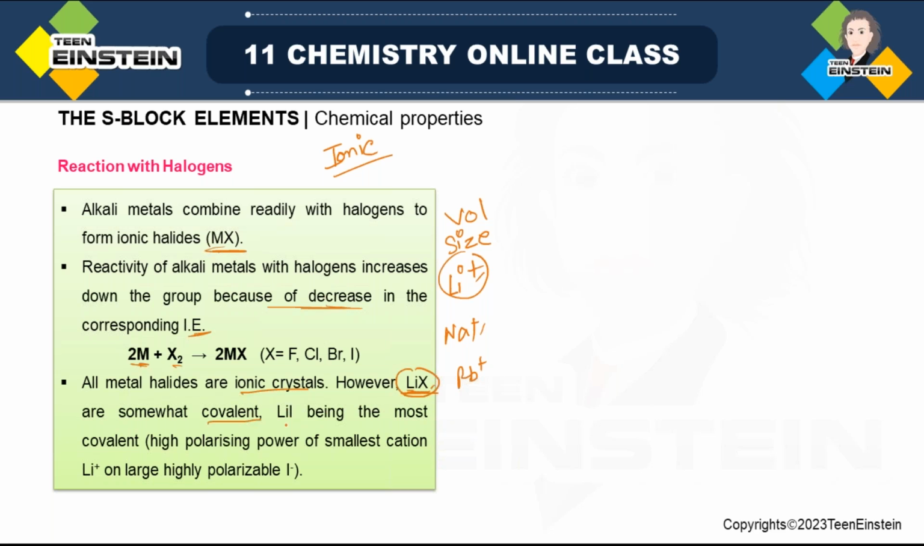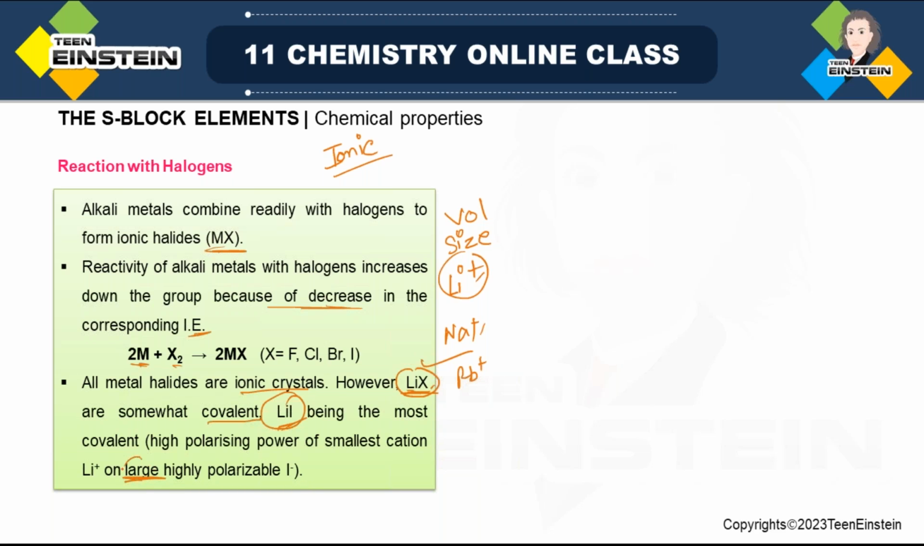And which is maximum covalent? Lithium iodide, being the most covalent among LiCl, LiF, LiBr, LiI. So among all the LiX, this is the most covalent. Why? Now we know lithium plus, that is fixed. We are just changing the anion, and when we have reached I minus, then its size is maximum compared to other halogens. That means volume is also very high.